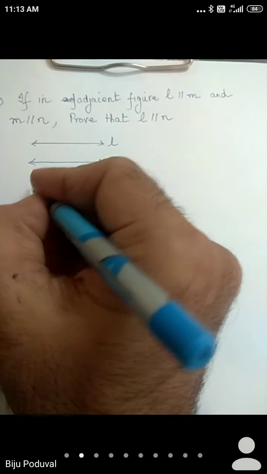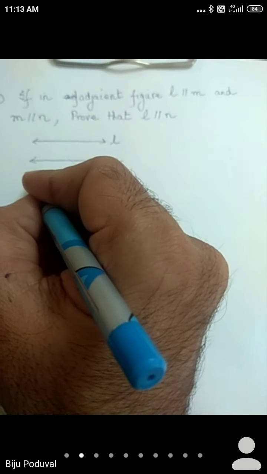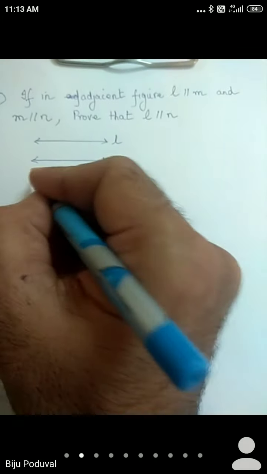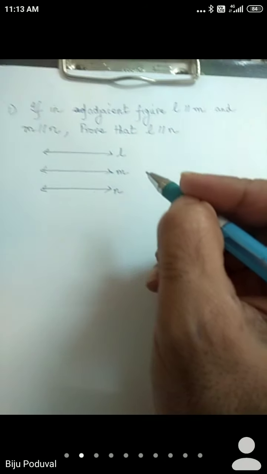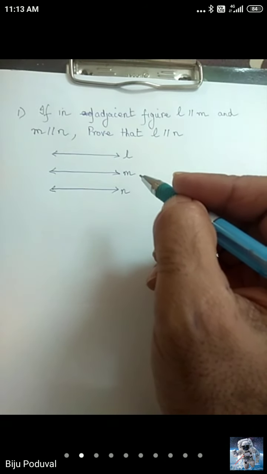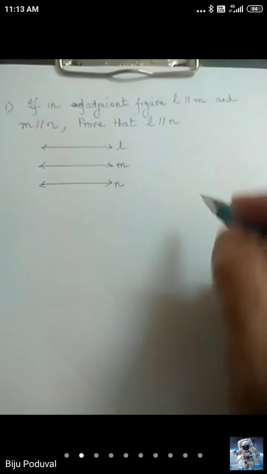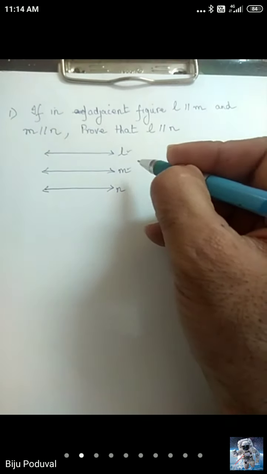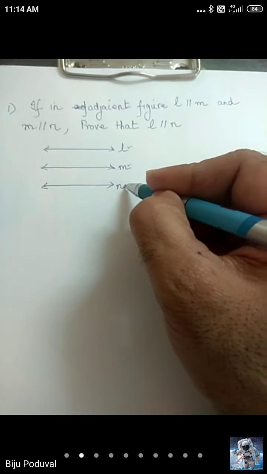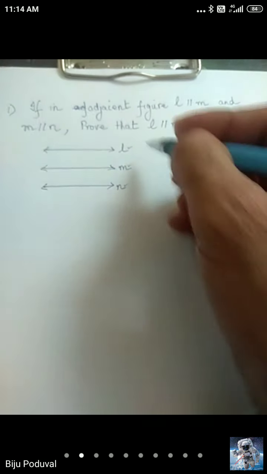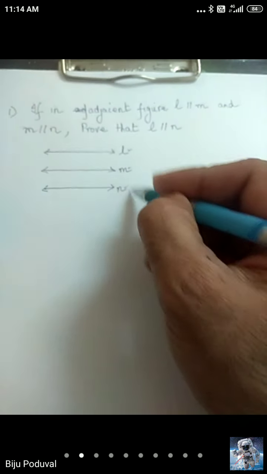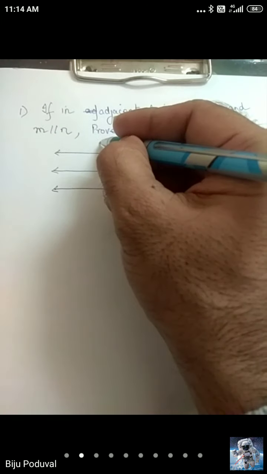And M is parallel to N. Correct? So they have told me L is parallel to M, and M is parallel to N. Don't take this in your paper. So I have to prove L is parallel to N. Very good. How do I prove parallel lines? I will have to draw a transversal.